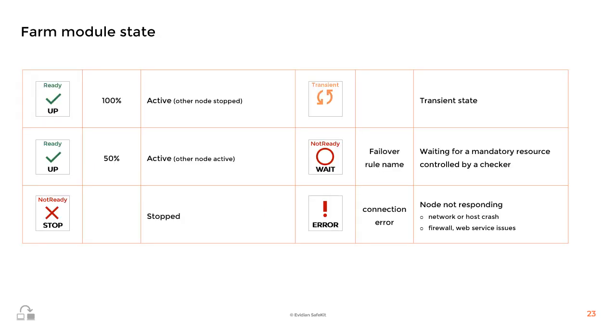Let's present the main states of a farm module in the console. When the state is up and the color is green on a node with 100% of the traffic, it means that it is the only node running the farm module. The failover is not possible in this case.